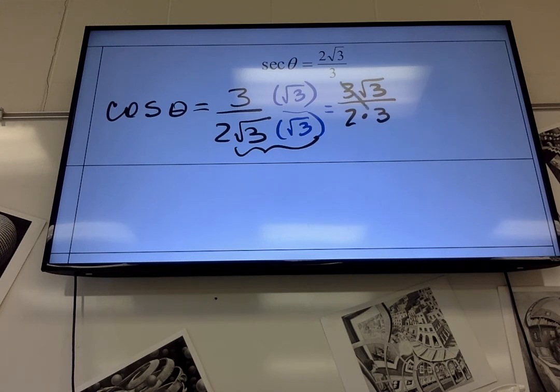Let's see what's going to happen here. Those 3's are going to cancel. And so we just get square root of 3 over 2. And that's going to be easier to work with.